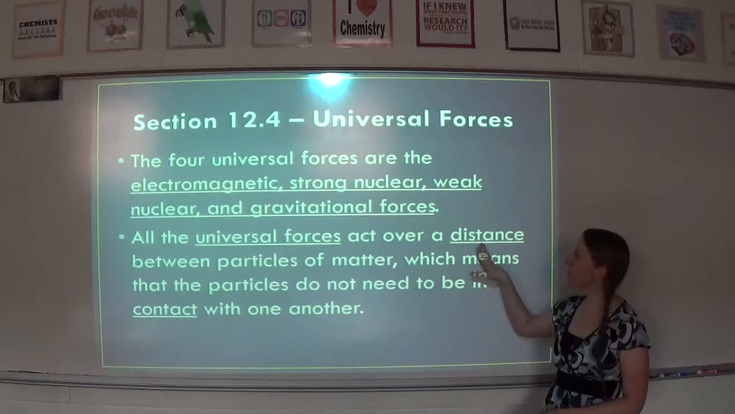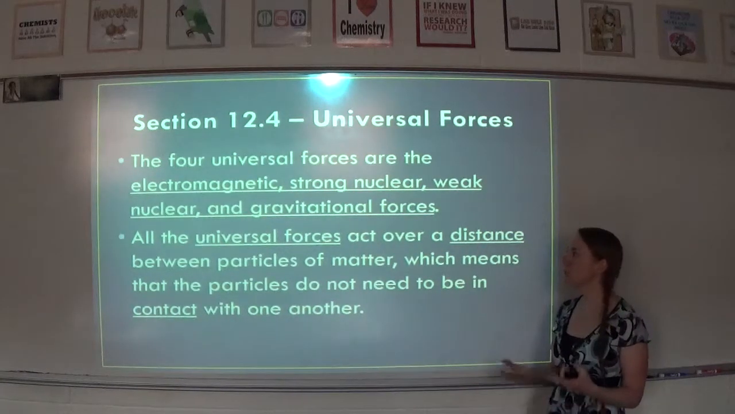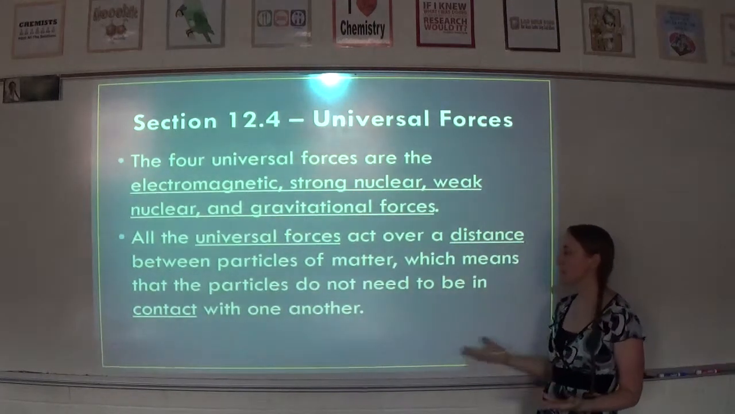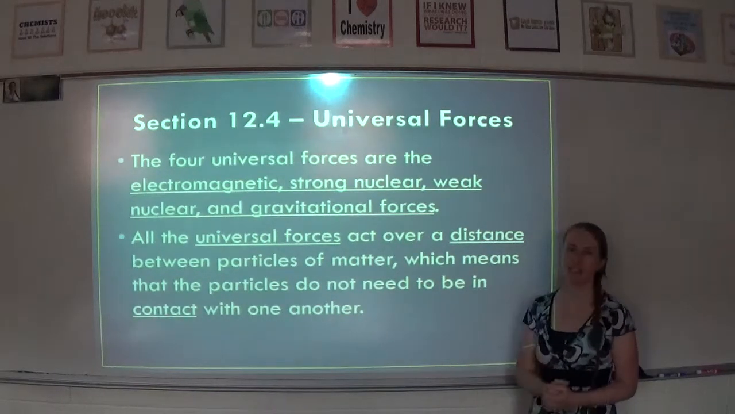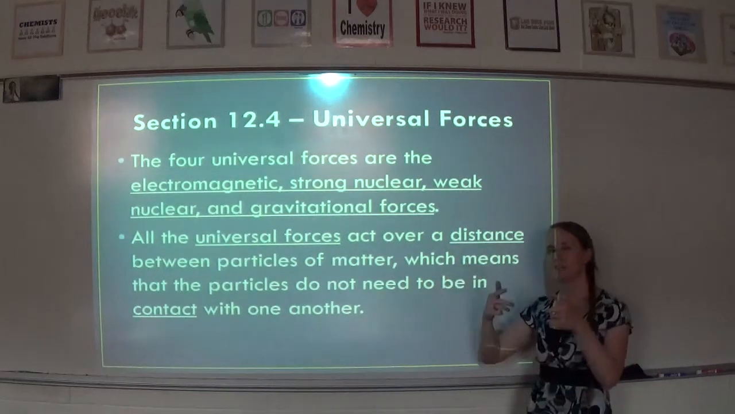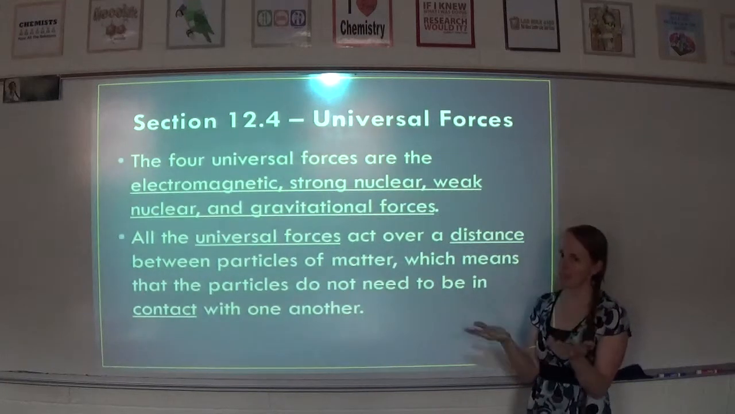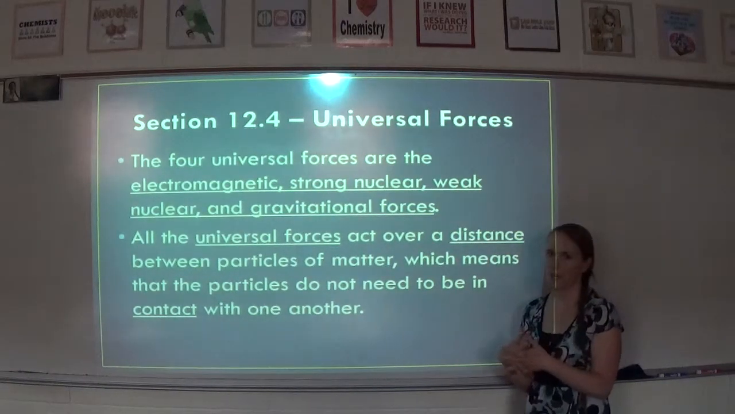All the universal forces act over a distance between particles of matter, which means that the particles do not need to be in contact with each other. Now, will they still act if they are in contact with each other? Yes. It's just saying they don't have to be in contact with each other.